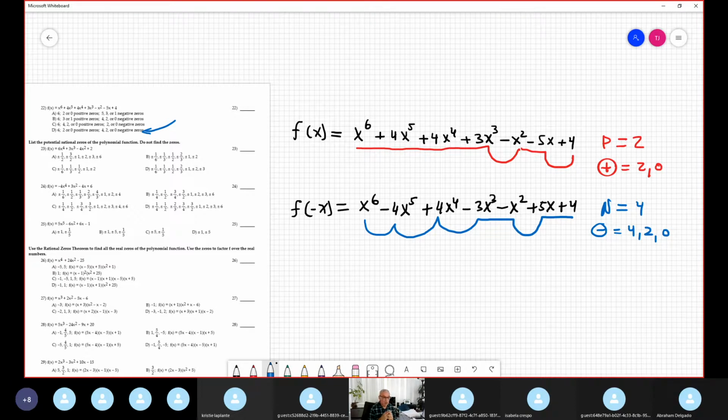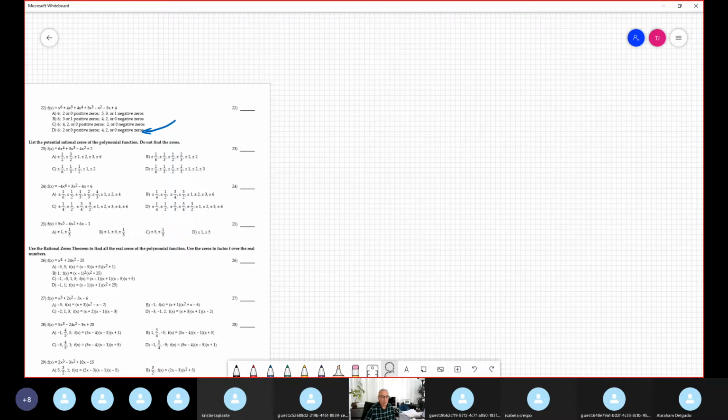Okay, let's move on to another case, listing the potential rational zeros of the polynomial. Remember the formula, the famous formula that we discussed, is plus or minus P over Q. P is the last number, when the degree is 0, and Q is when the degree is maximum.